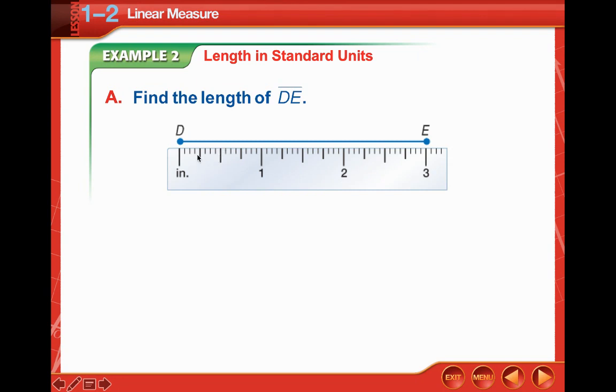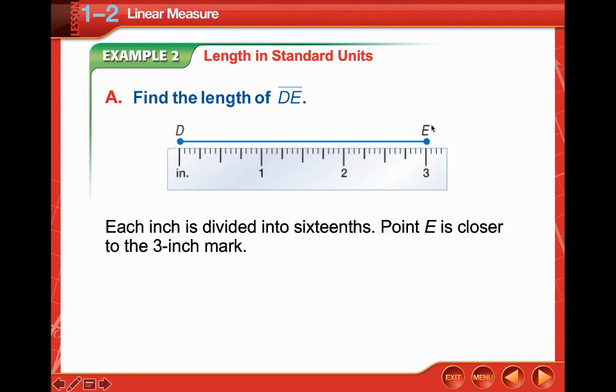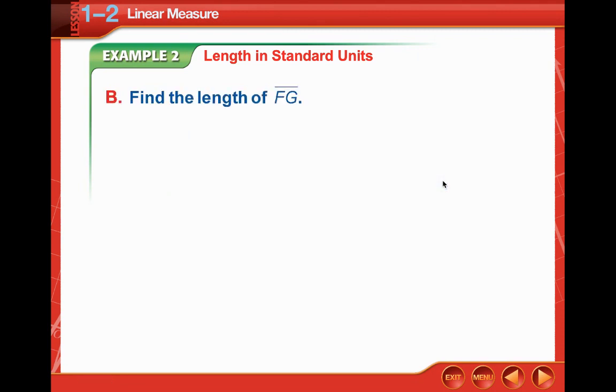So just like this would be 1/4, this would be the second quarter, halftime, right in between the inches. So let's divide into 16ths, as you can see. Point E is closer to the 3-inch mark. Answer: DE is about 3 inches long.